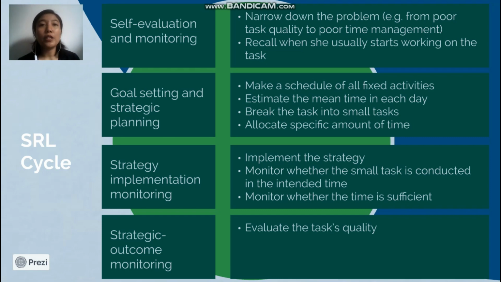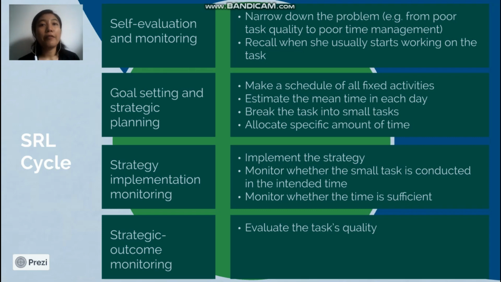During the implementation, Belle needs to monitor whether the small task is conducted in the intended time, whether she started earlier, on time, or late, or whether she finished it earlier, on time, or late. She also needs to pay attention to whether the allocated time is sufficient, whether it is enough, too much so that it can be reduced, or too little, then it can be added.